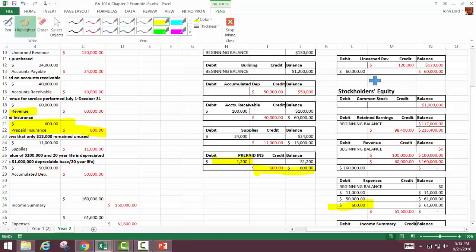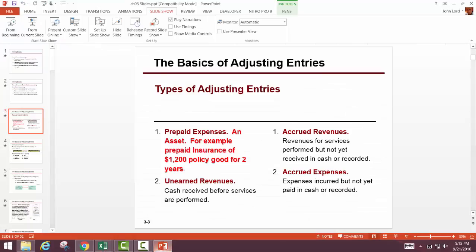Right? So all we're doing in Chapter 3 is putting a name to what we're doing. We took a prepaid expense. We treated it as an asset, prepaid insurance of $1,200. The policy is good for 2 years. The adjusting entry will be to take that out of the prepaid insurance and put it into expense as time passes, right? Okay. Unearned revenue. What happens?